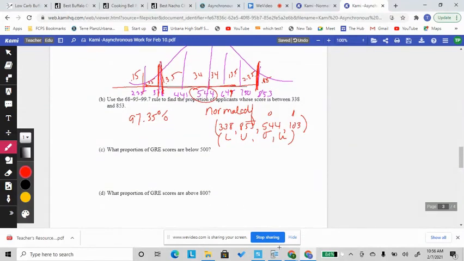All right, next one. What percent of the scores are below 500? So we have 500, make a little tail area. So we want a z, so we do value minus the mean over the standard deviation. We get a z-score of negative 0.43.